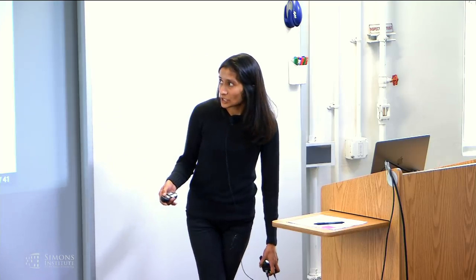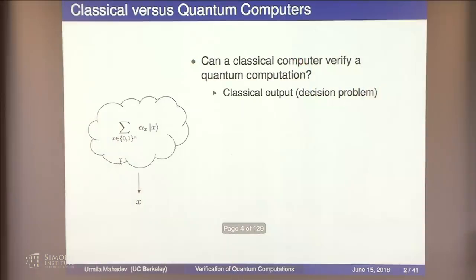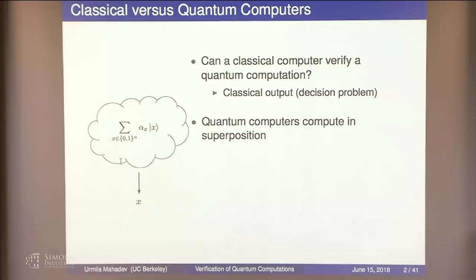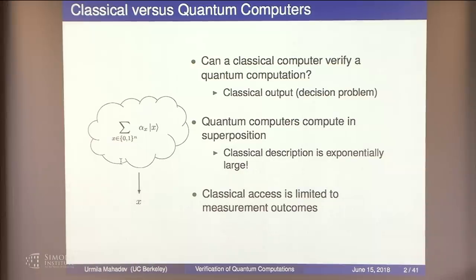is correct or not. The first problem which comes up immediately is that quantum computers compute in superposition. Since a superposition can be over exponentially many bit strings, this means that the classical description is exponentially large. This immediately eliminates the possibility of the classical computer simulating the quantum computation and checking by comparing the output to his simulated output. The next issue is that classical access to a quantum system is extremely limited.